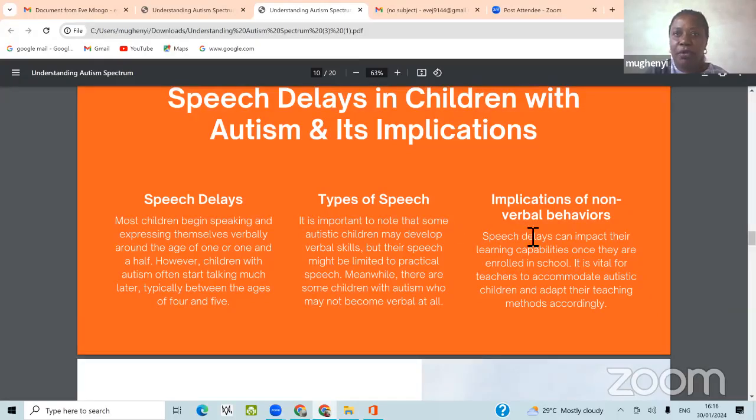Implication of nonverbal behaviors. Speech delays can impact their learning capabilities once they are enrolled in school. It is vital for teachers and other caregivers to accommodate autistic children so that they will adapt teaching methods according to them.